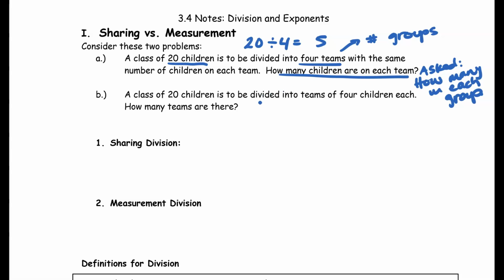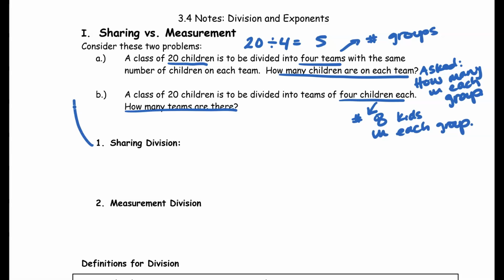Okay, this next problem, we've got a class of 20 children, so we've got the same total. We're going to be divided into teams of 4 children each. So this time we know the number of kids in each group. We didn't know that before in the last part. And then now we're being asked how many teams or how many groups there are. So different ways of looking at the same question.